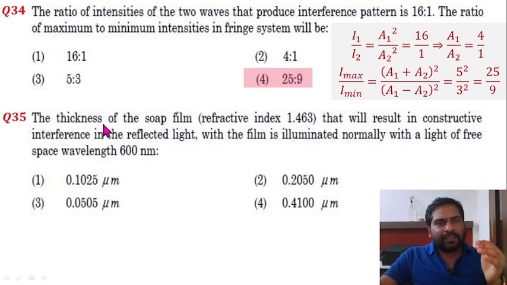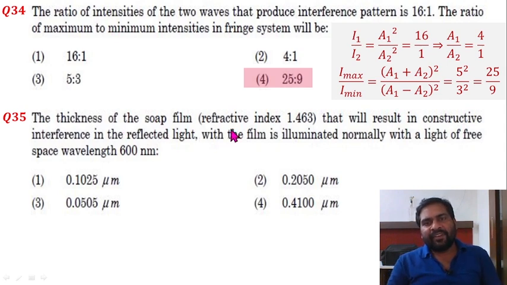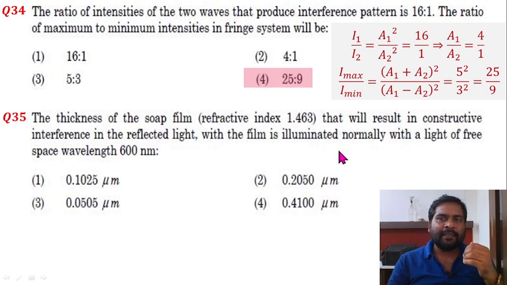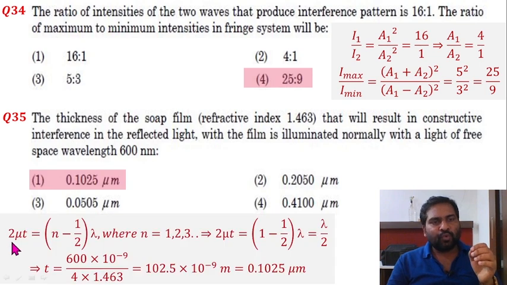Question 35. What thickness of soap film having refractive index 1.463 will result in constructive interference in the reflected light if the film is illuminated normally with light of free space wavelength 600 nanometer? Use the formula 2 mu t equal to (n minus 1 by 2) lambda, where n is equal to 1, 2, 3. Put n equal to 1 here, then 2 mu t equal to lambda by 2.